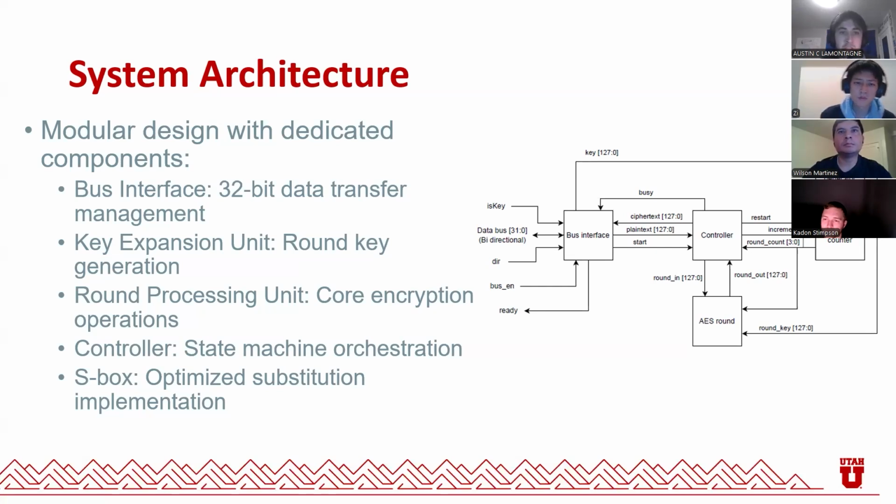The bus interface has 32-bit data transfer management, so it has its own control inside of it that manages the input or output on the data line. It basically takes in the plaintext and the key. It sends the plaintext initially to the controller, and then it sends the key to the round key generator, which makes the specific round keys for specific sections of the AES round. That ends up returning the ciphertext back to the controller, and then the ciphertext is sent back out on the data bus line through the bus interface.